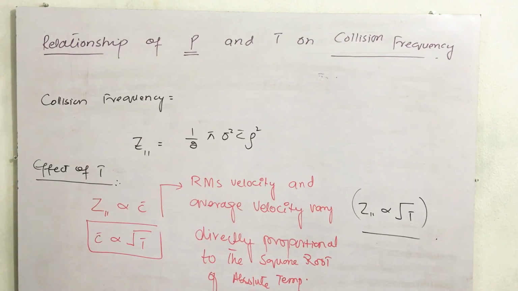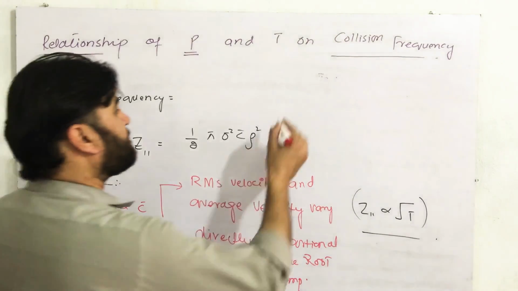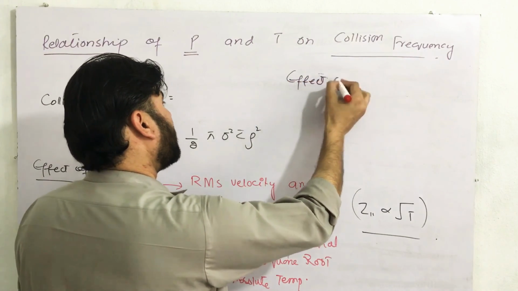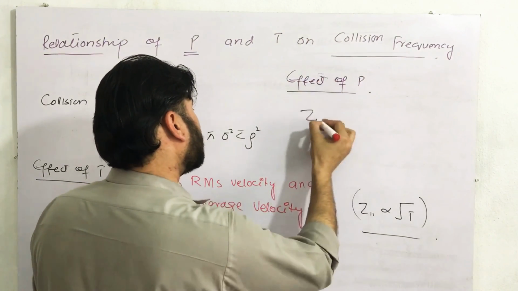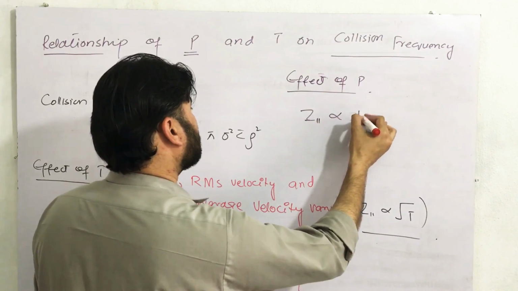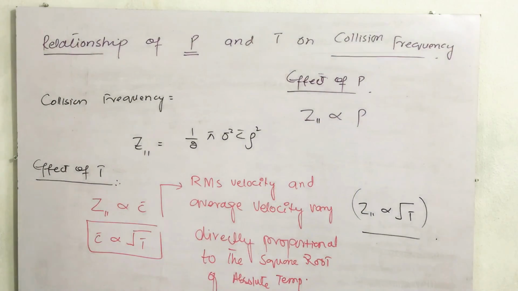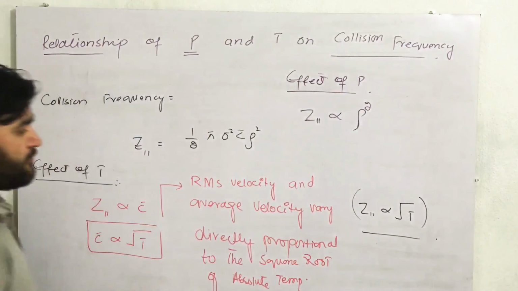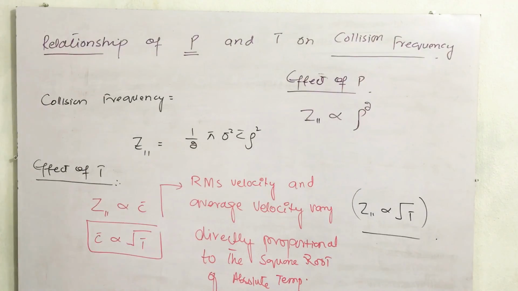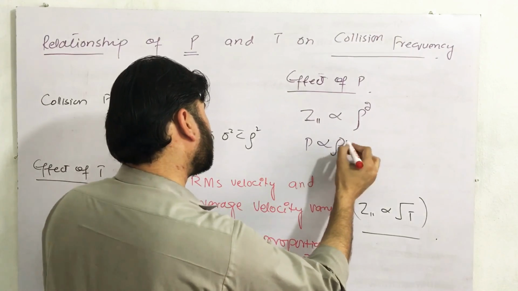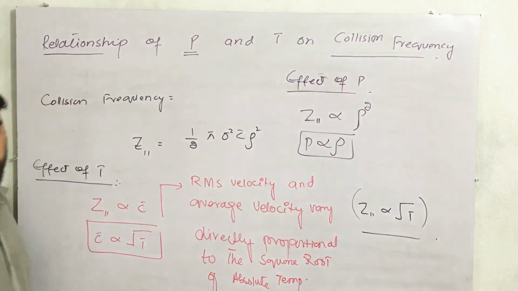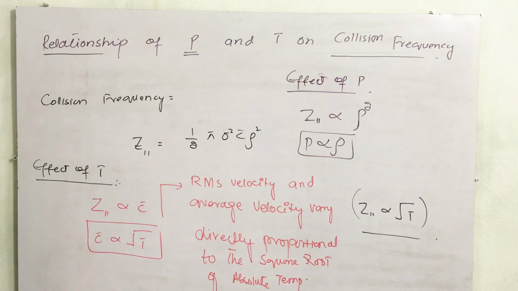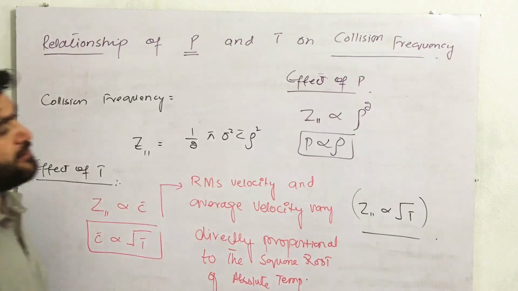What is the effect of pressure? The effect of pressure is also the same. Z is directly proportional to rho square in the equation. So we can say P is directly proportional to rho. Pressure of a gas is directly proportional to rho, the pressure per unit volume of a gas. So it is a direct relationship.